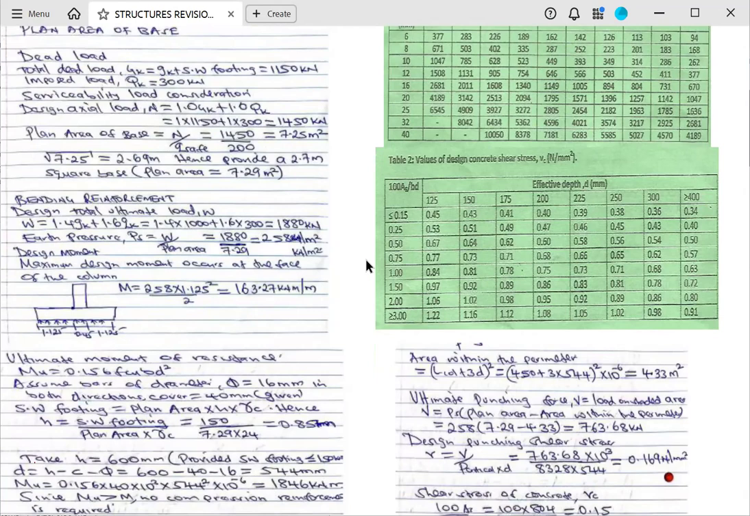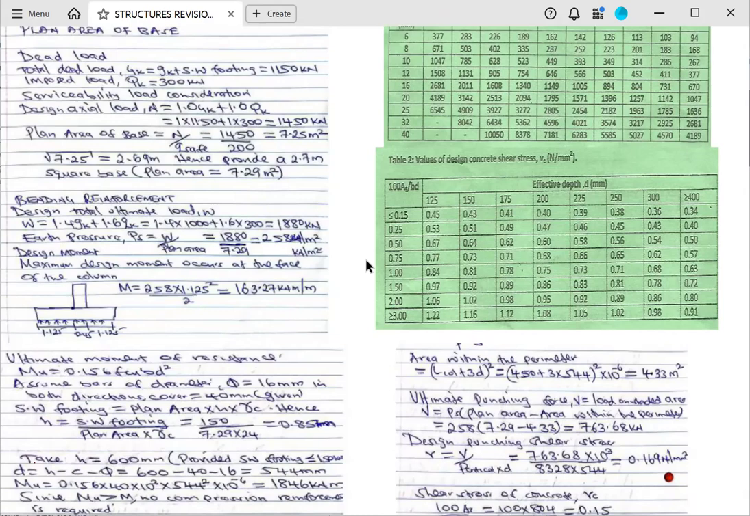Now we know that the self-weight of the footing is equivalent to plan area times overall thickness of footing times the unit weight of concrete. Just like we know for the case of slab, we used to take self-weight as unit weight times overall depth, but in this particular case, because we want it in terms of kilonewton, we will multiply by the plan area to remove the per meter square.